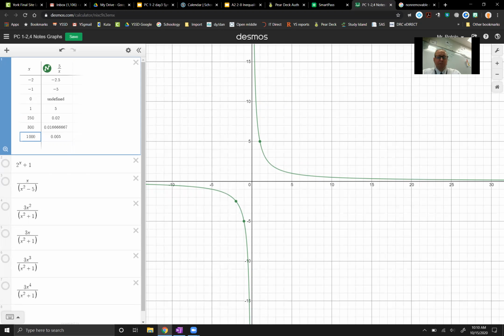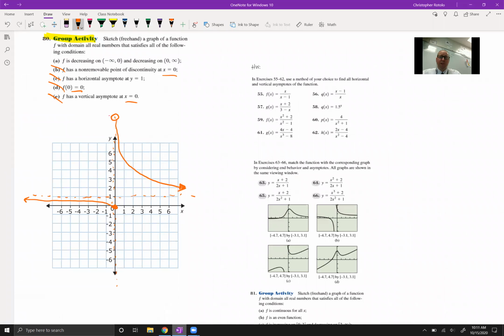So I just want to try and build some of those ideas. This is a very challenging activity. So if you struggle with it, that's a good thing, and then we'll have a chance to talk about it.